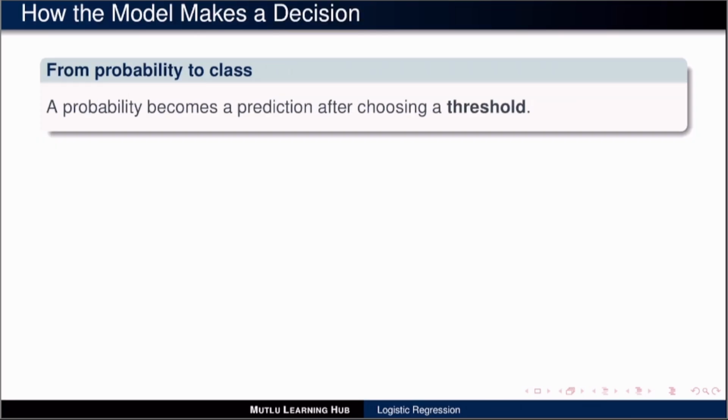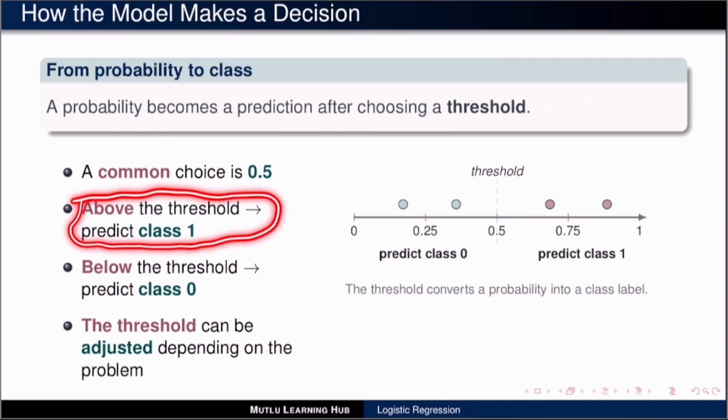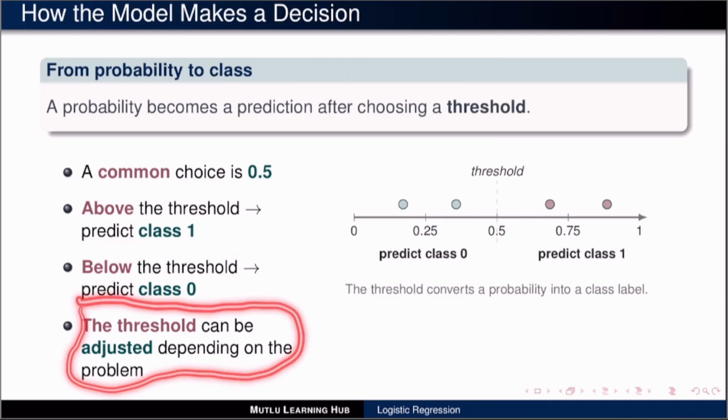But probabilities alone are not enough. We need to make a decision. So we choose a threshold, usually 0.5. If the probability is above the threshold, we predict class 1. If it's below, we predict class 0. And importantly, this threshold is flexible. You can adjust it depending on the problem.